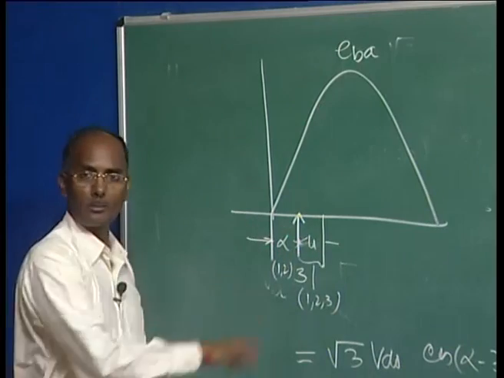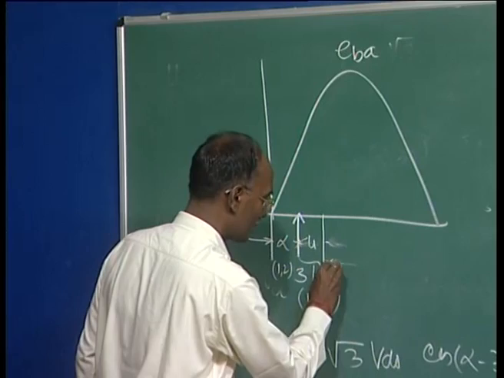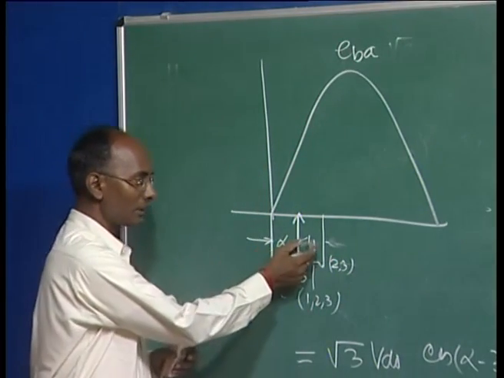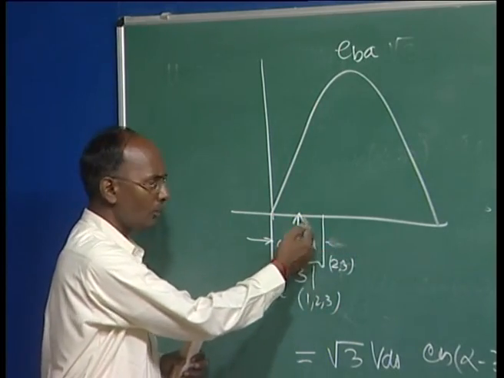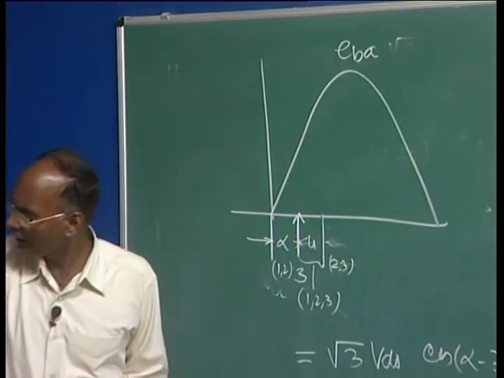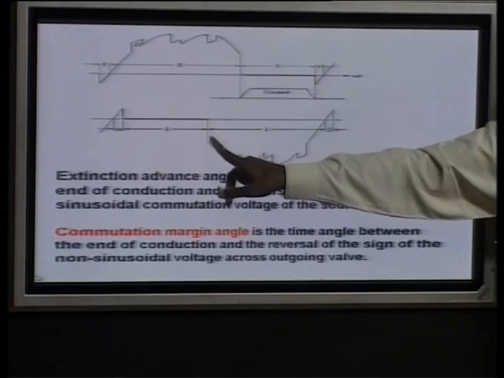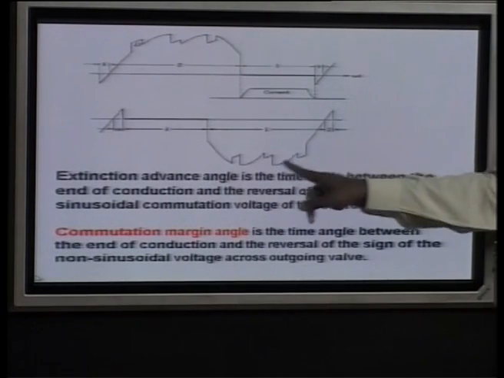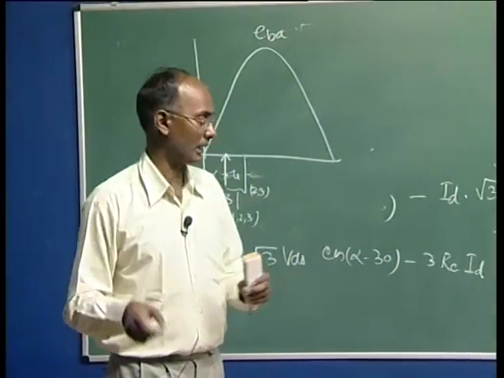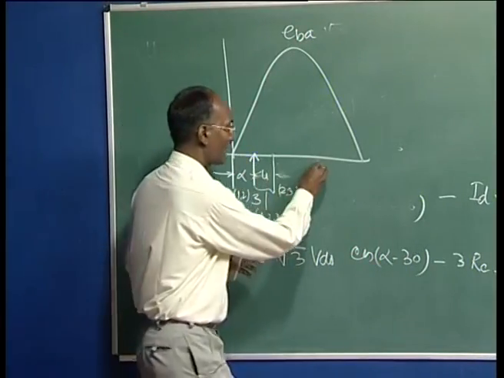Then in between, the commutation is over between 1 and 3, and then from this period onwards 2 and 3 are conducting. So, you can see that even though this angle is enlarging, there is no problem here. There will be enough time, because you will see the negative voltage appearing across valve 3 once the commutation is over, and this large negative voltage will turn it off, even though it takes more time for turning off. So, there is no problem here.